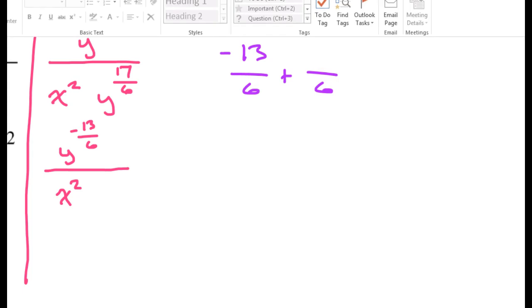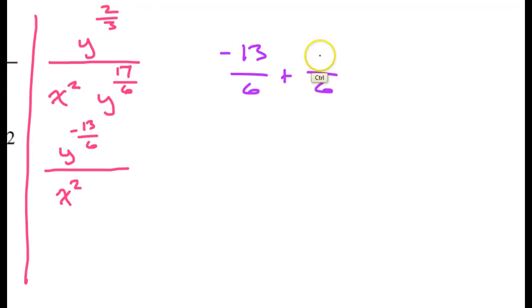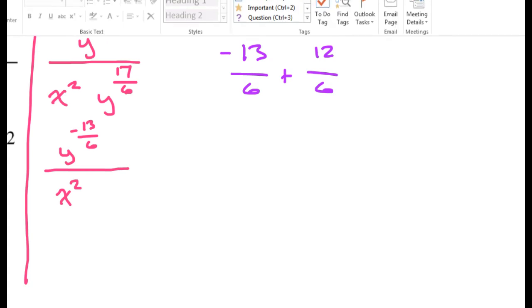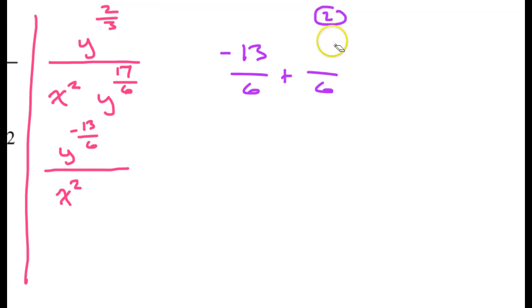Okay, so instead of 6/6, what if I did 12/6? That's the same thing as adding 2. Well, negative 13 and 12, that's negative 1. Still negative, so that's no good. So I'm going to go bigger.